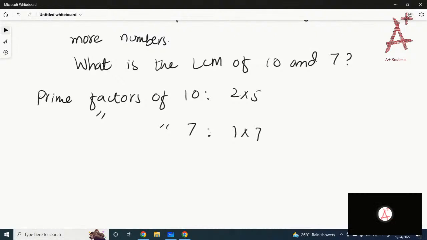So for the LCM, what you have to do is repeat each prime factor the greatest number of times it appears in the factorization. Repeat all the prime factors. The prime factors here are 2, 5, 7 and 1. So you have to multiply the common and the non-common factors. Here you don't have any common factors, so just multiply all the prime numbers and you'll get your LCM. 7 times 5 is 35 and 35 times 2 is 70. So the LCM for 10 and 7 is 70. Got it?